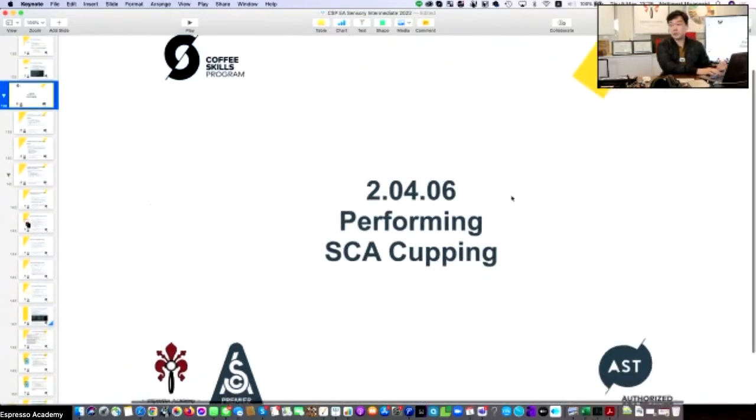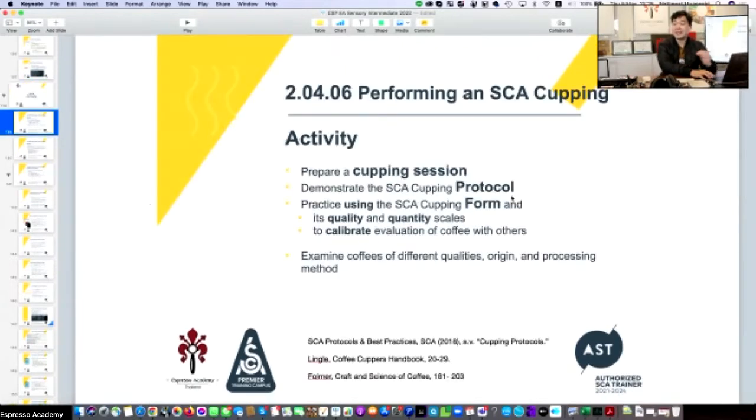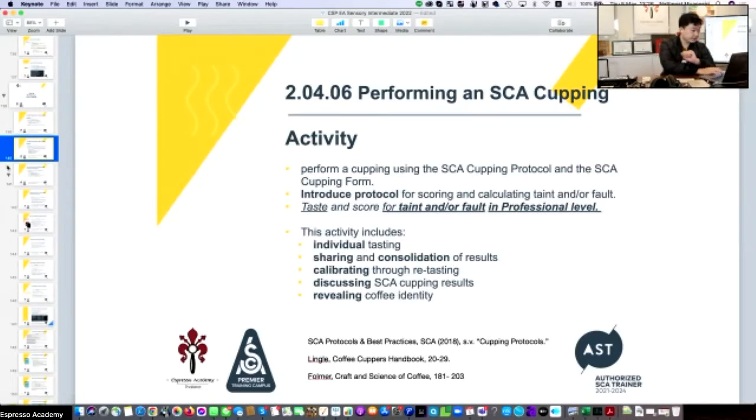So quickly going through the cupping protocol, okay? The cupping protocol is the same as what we did. We sort of did that in foundation level, and we will do that in the practical session next week. It will be very fast. So what we have to do is this, okay?